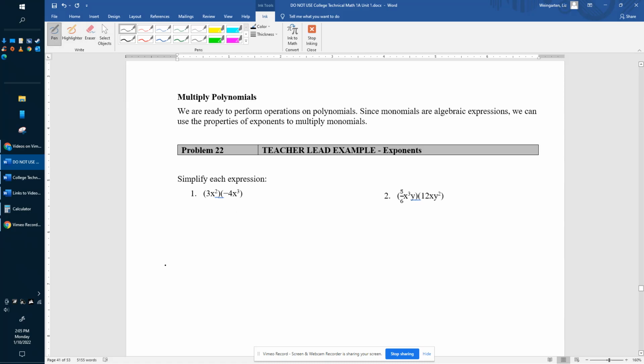Now, let's talk about multiplying polynomials. This ties in with exponents because, generally speaking, you are going to be using exponents when multiplying polynomials. What is a polynomial? A polynomial is a number, essentially. It can include exponents, it may not include exponents.